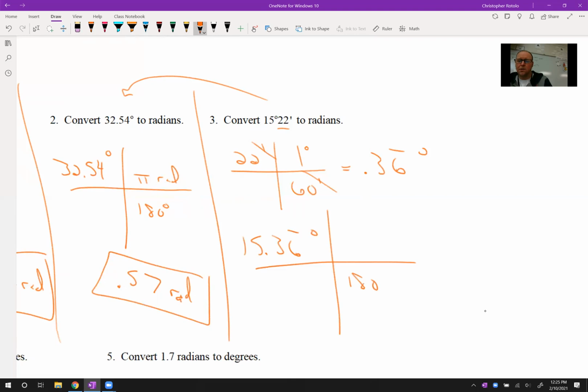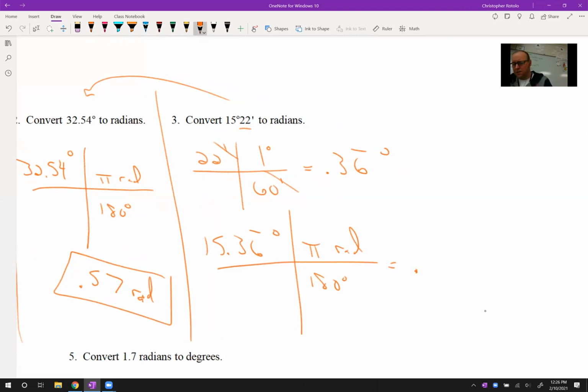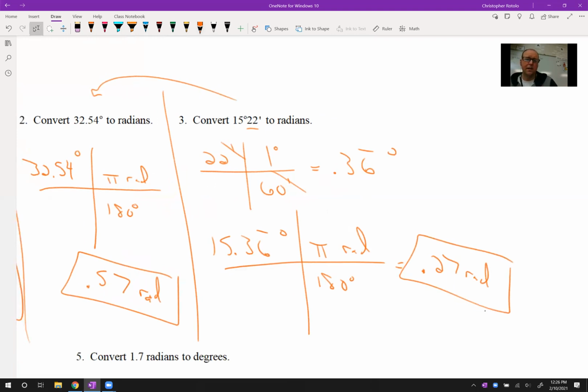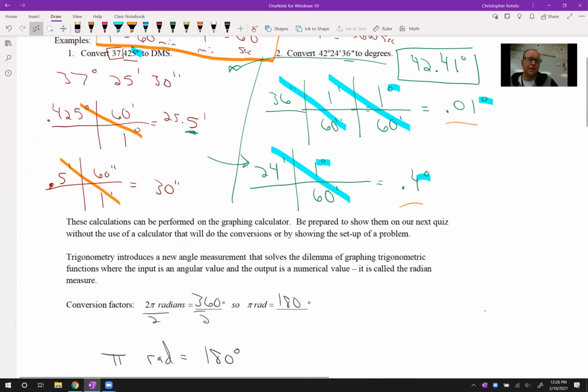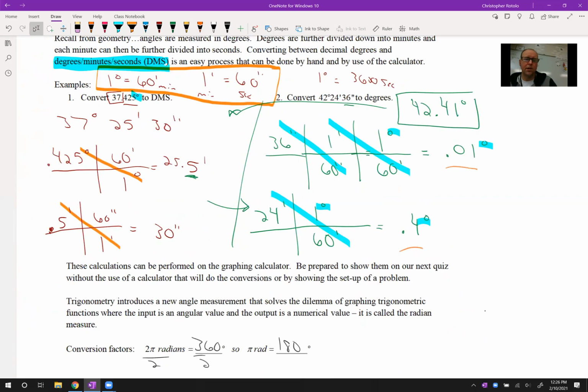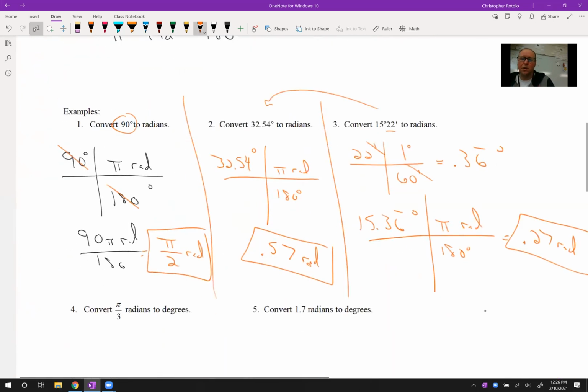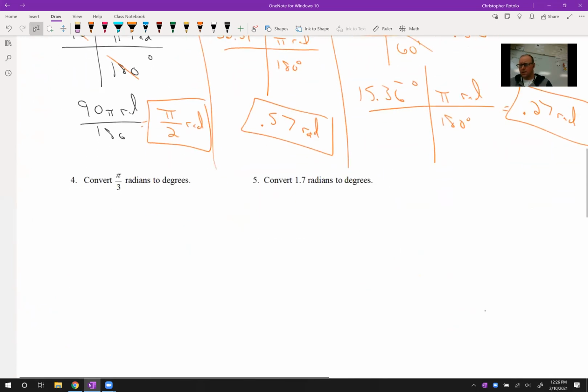Again, the 180 is going to go on the bottom, pi radians on top. So we're able to cancel out our degrees. And we should be somewhere around, I have my calculation here, 0.27 radians. All right, so that kind of gets all of our factor label and that's why we had to deal with first getting our DMS into degrees. All right, we want to make sure that we are listed in just decimal points. All right, so how about our next couple here?